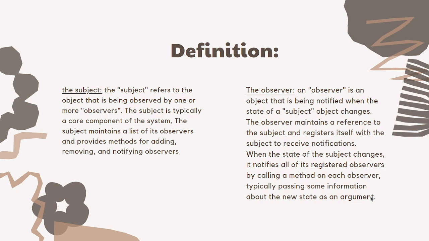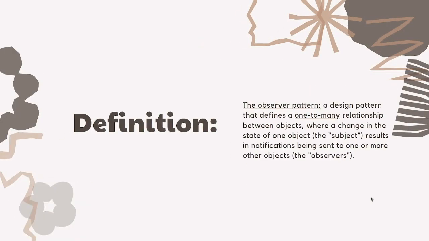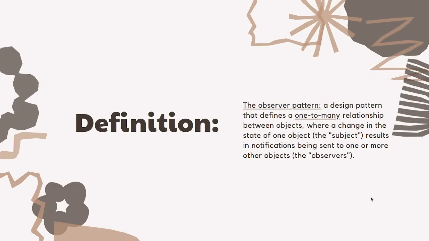Whenever information is updated, the subject has to send the notification to the observer, and the observer needs to register to the subject to get the information, and unregister or unsubscribe when it doesn't want to get the updated information. That's the relationship between the observer and the subject.